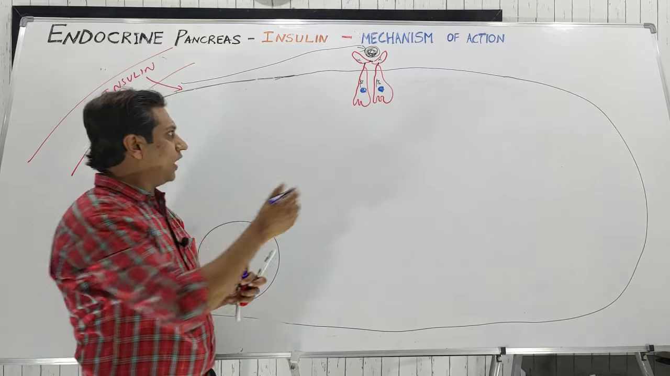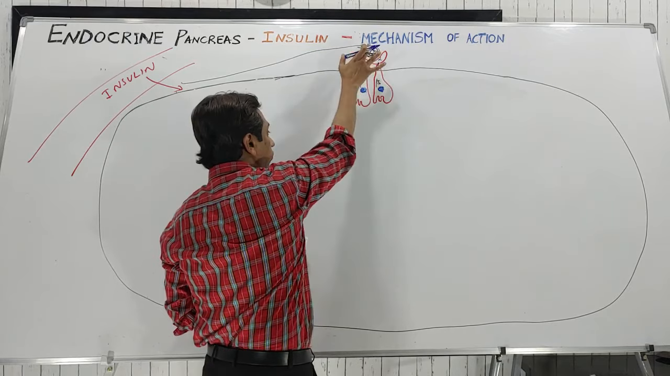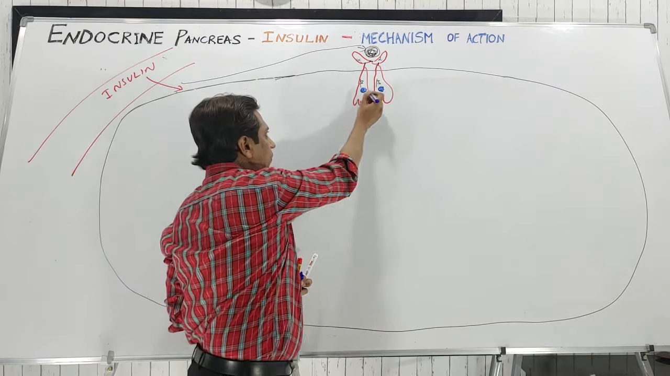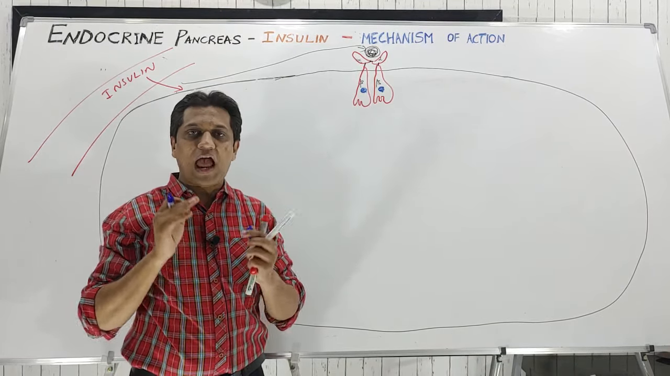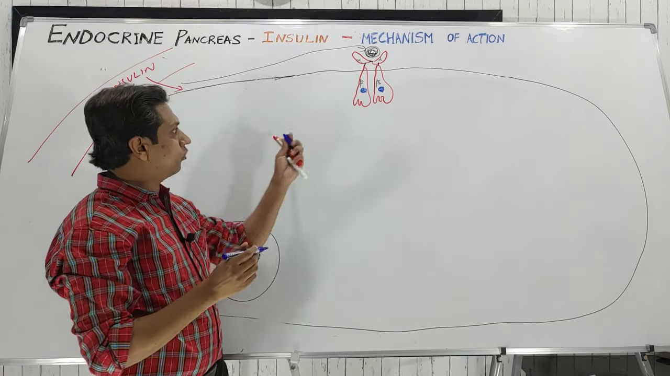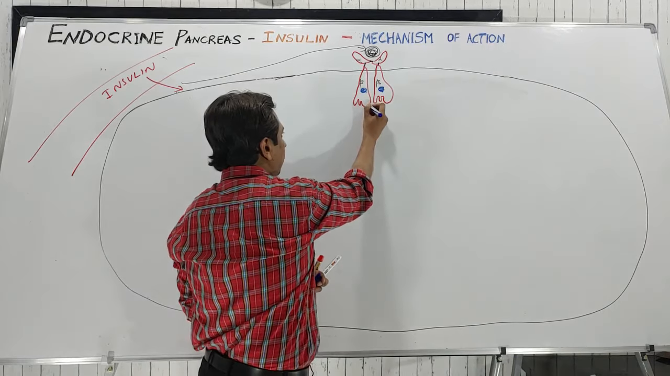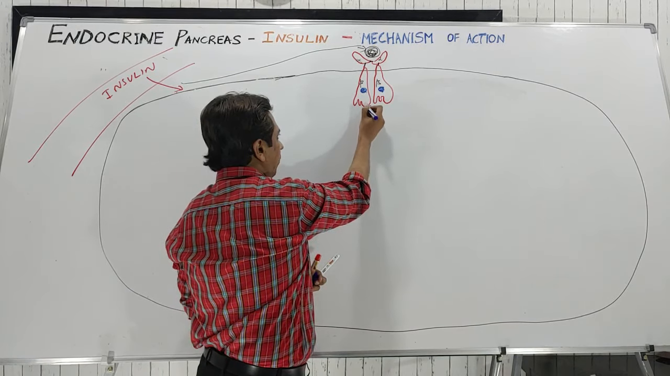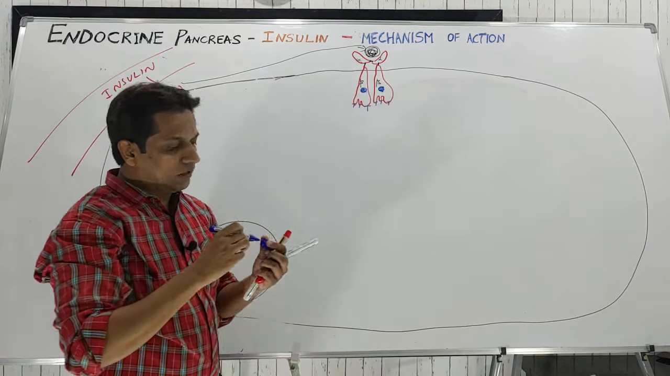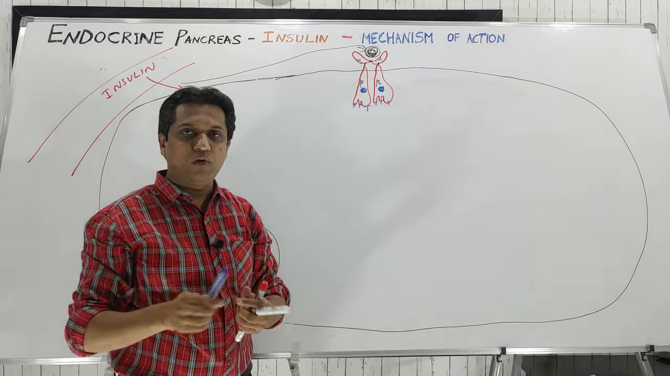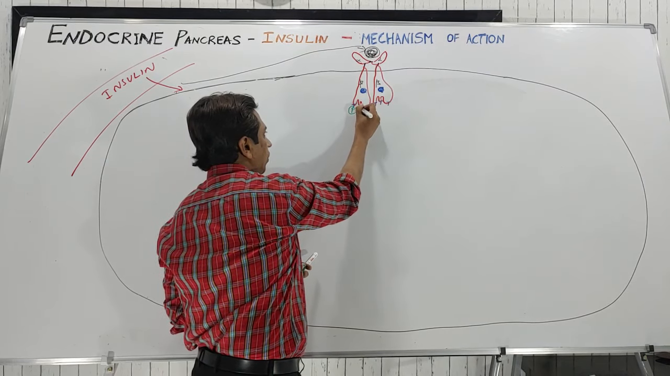Okay, so this tyrosine kinase enzyme, once insulin binds to the receptor, gets activated, and once it gets activated, it causes phosphorylation of the tyrosine residues. This is a protein molecule, so amino acids like tyrosines will be there. The tyrosine amino acids of the beta subunit get phosphorylated by this enzyme tyrosine kinase, that is, phosphorylation takes place.